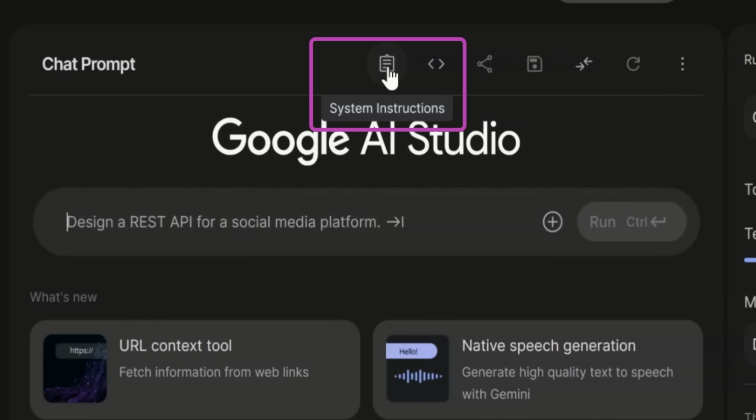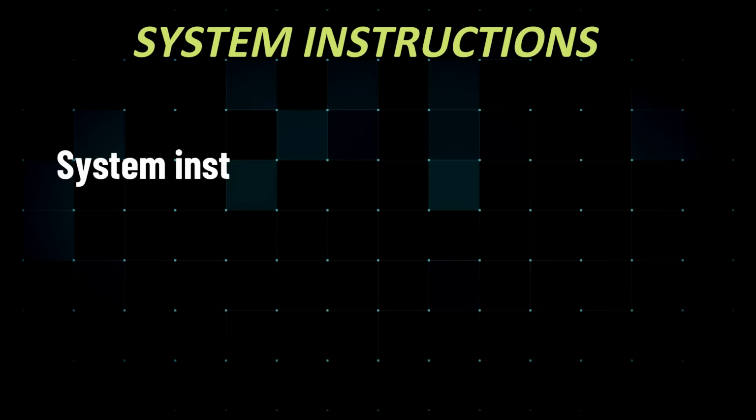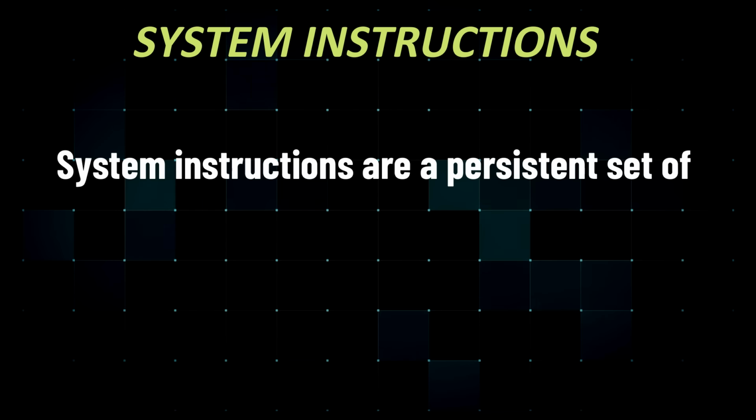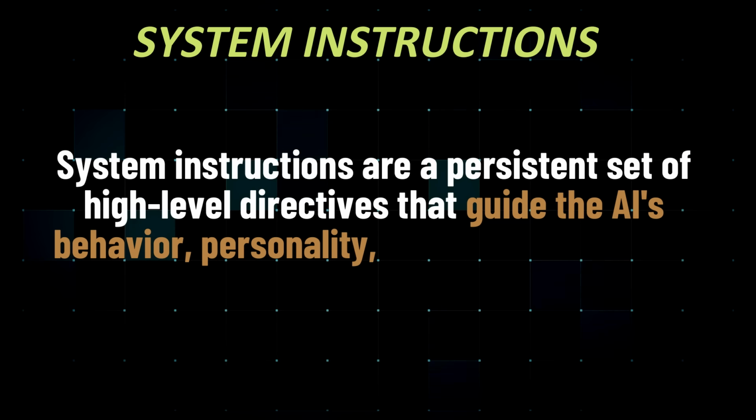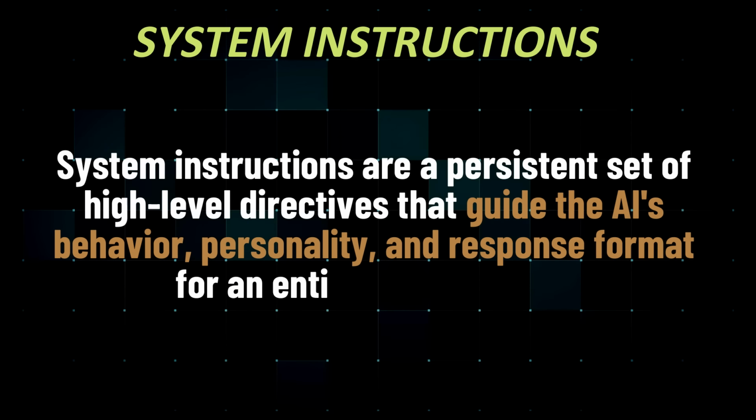One of the most important features most people don't know about or simply don't use is the system instructions right on top of the chat box over here. The system instructions are a persistent set of high-level directives that guide the AI's behavior, personality, and response format for an entire conversation.